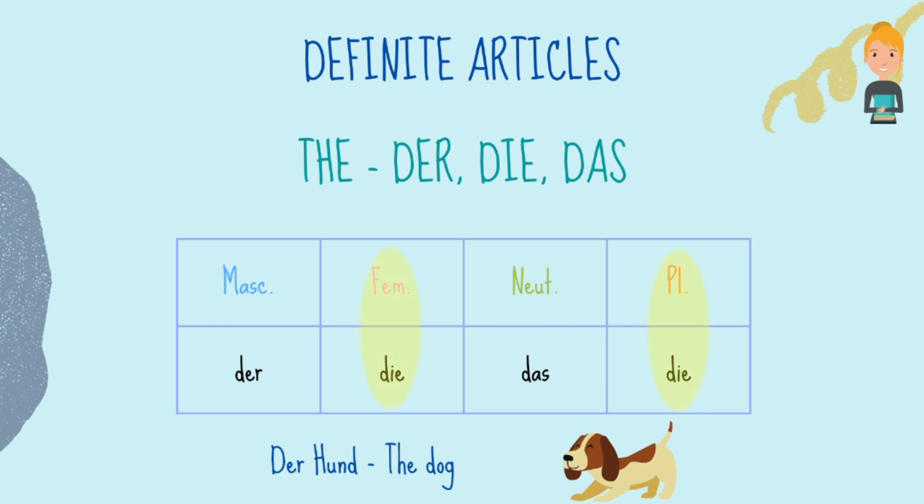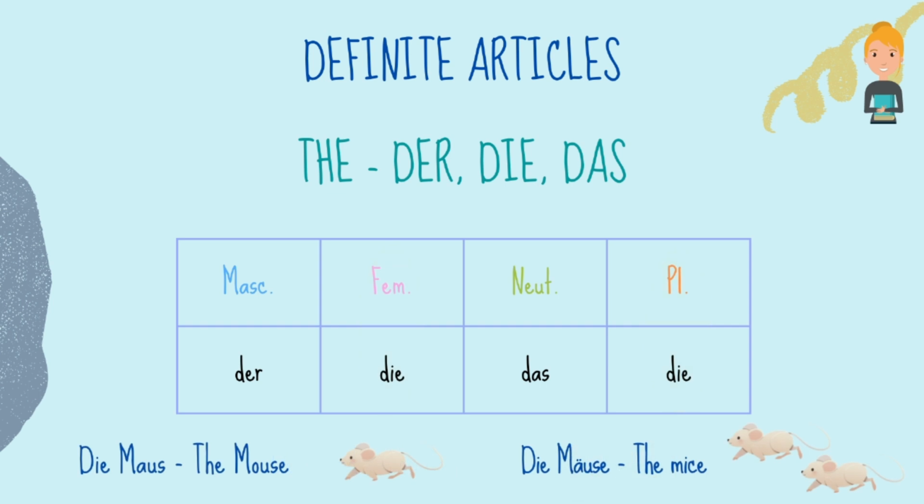Wait a sec. Die is both feminine and plural? How do you tell feminine and plural nouns apart then? Plural nouns often have a stem change that indicates they are plural, as you can see in our example with the word mouse. In the singular, we have Maus, and in the plural, we have Mäuse. This isn't always the case, however. Sometimes it's just a matter of memorization.